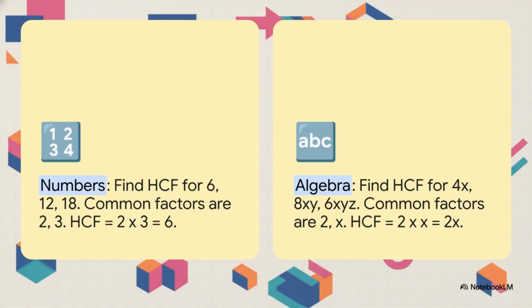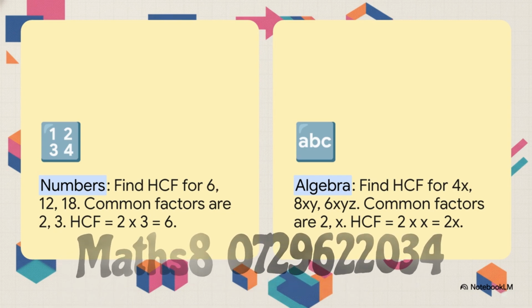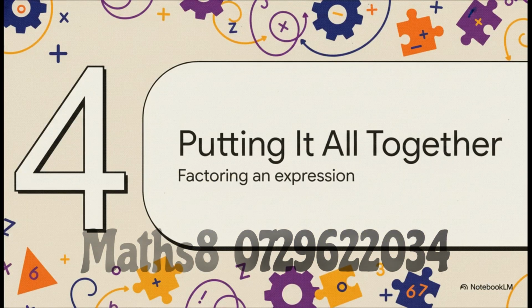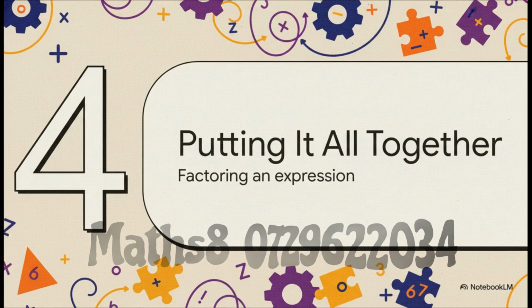We break everything down, even the variables. What's common to all 3 of those terms? Well, they all have a 2, and they all have an x. So you multiply them together, and the HCF is 2x. See? It's the same exact thinking. So now that we can find the HCF of pretty much anything, we are ready for the main event. Using that skill to factor an entire algebraic expression. This is where it all comes together.